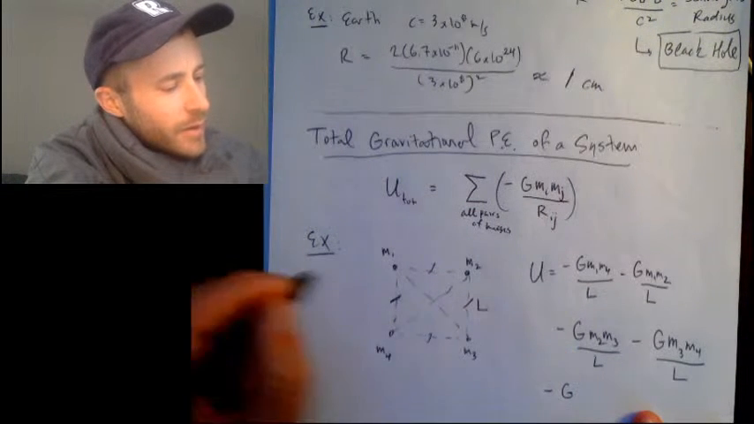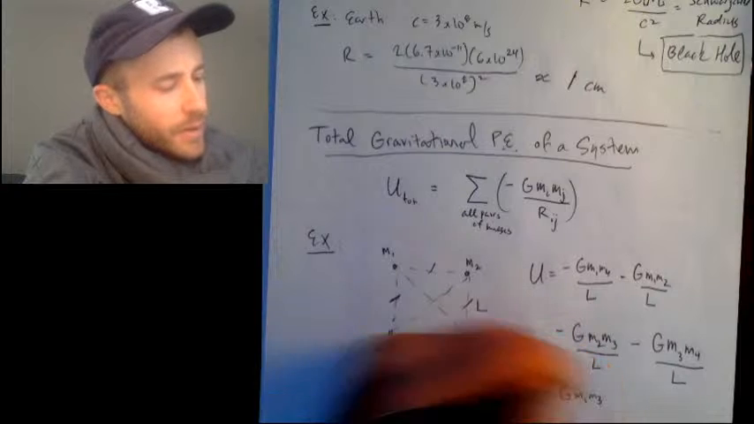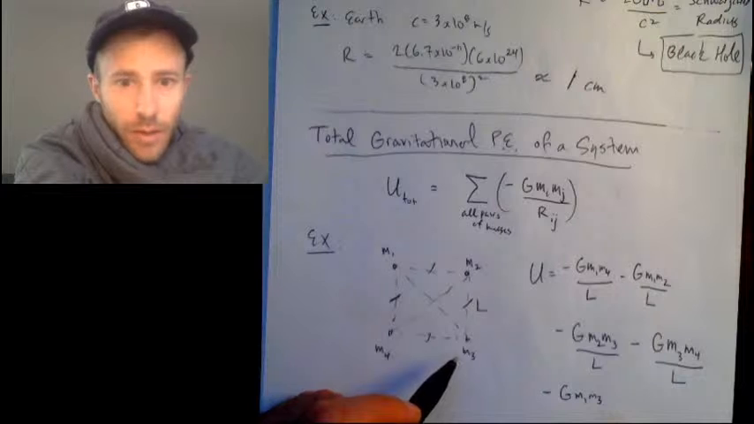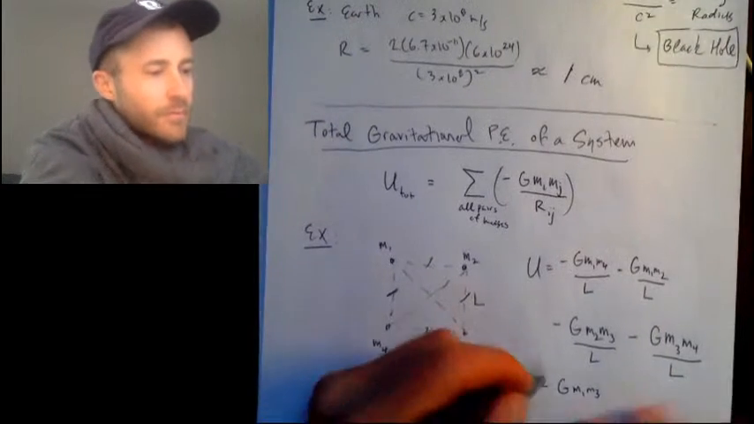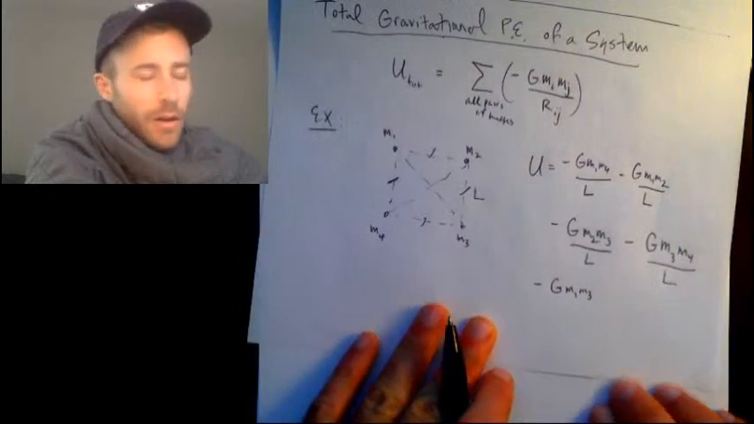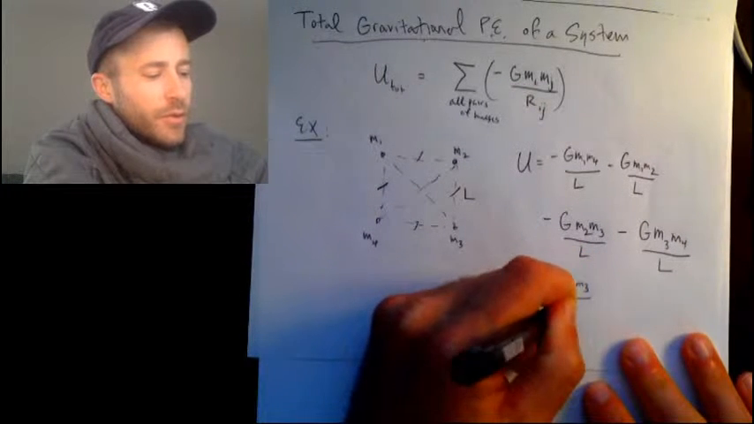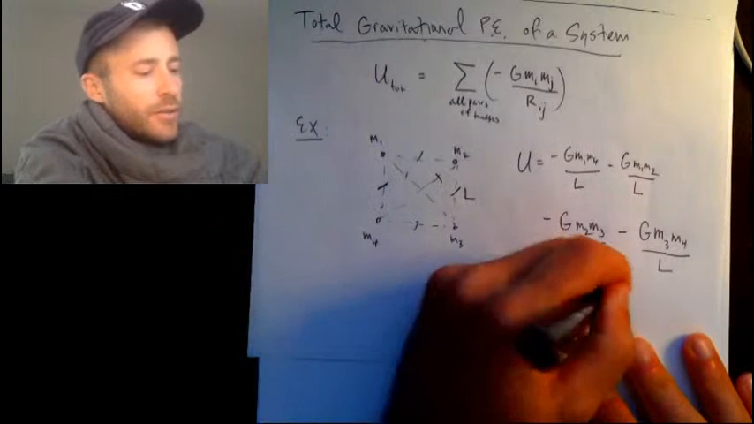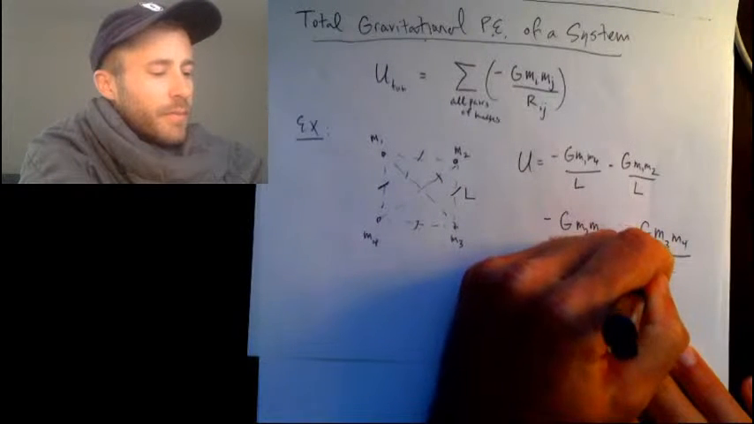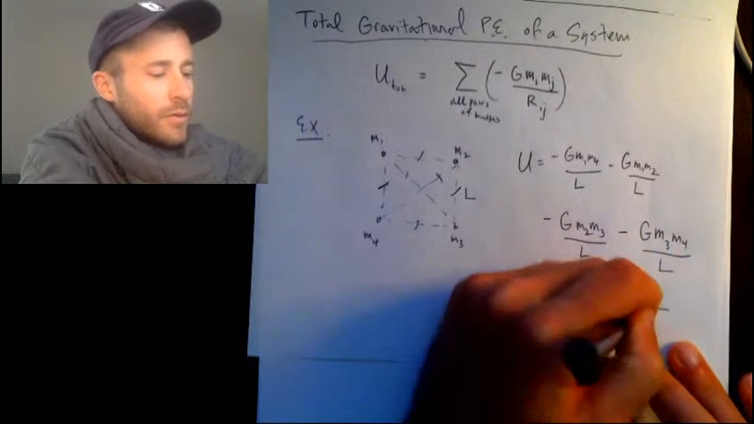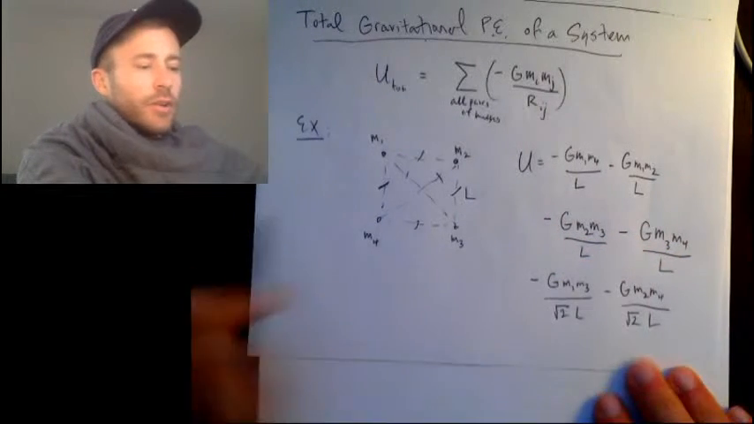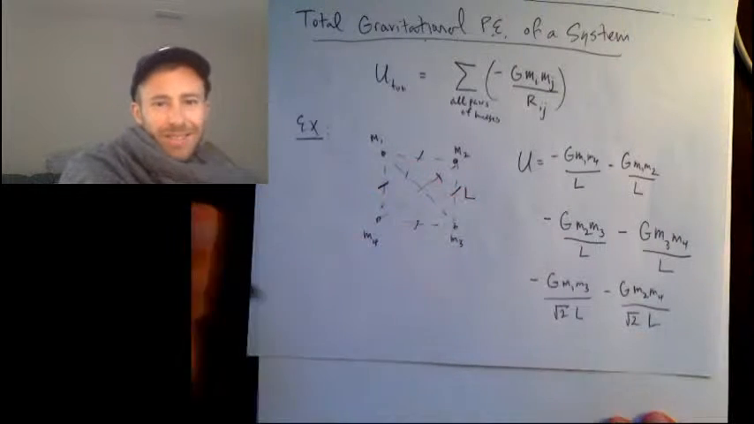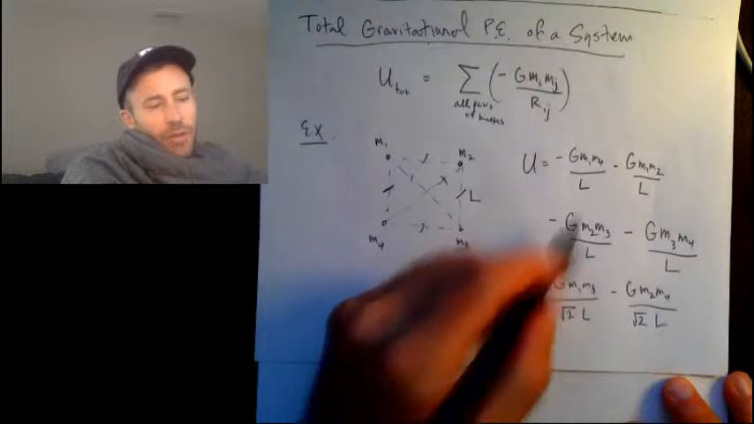Now let's get this diagonal: minus G M1 M3 divided by square root of 2 L, since the diagonal distance comes from the Pythagorean theorem. That's that pair. And then lastly, this pair: minus G M2 M4 over square root of 2 L. Whatever those numbers end up being, that's the total gravitational potential energy of that system. Notice that every term is negative.